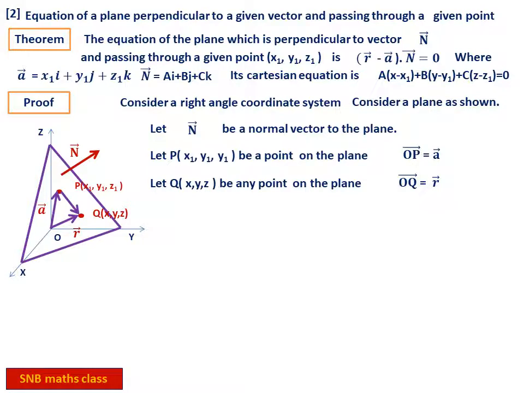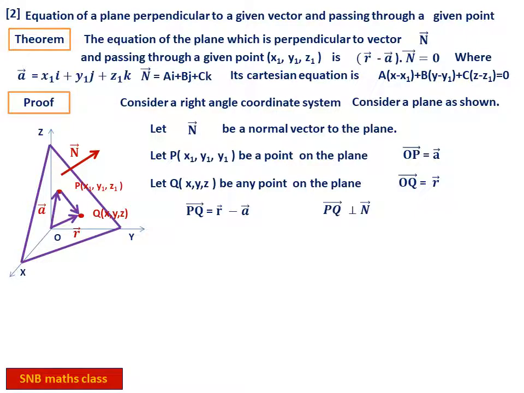Now join P and Q because they are on the same plane. Now PQ by definition will be equal to, what is the formula? It is position vector difference, that is end point minus initial point. So end point is r because position vector of OQ is r. So it is r minus a. This we have studied in vectors. Therefore vector PQ will be equal to r minus a. Observe carefully, the vector PQ is on the given plane.